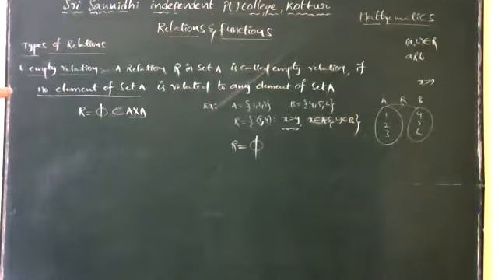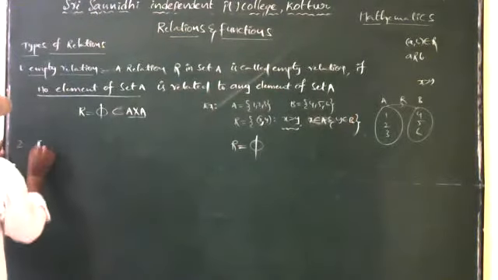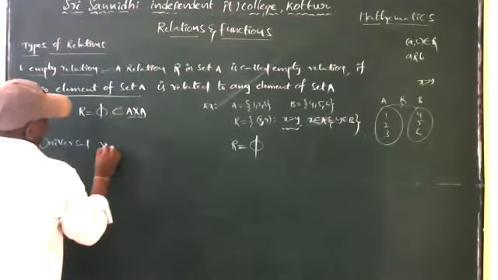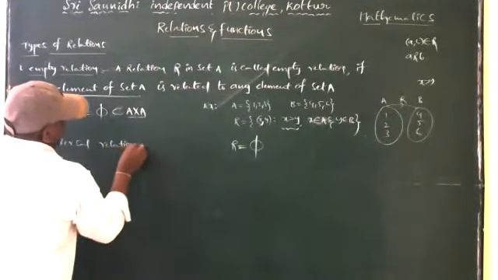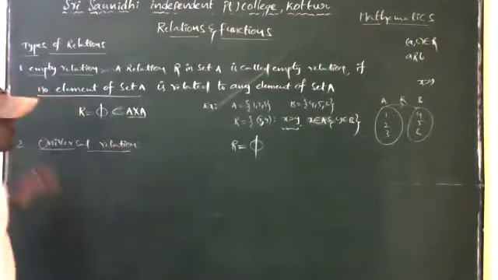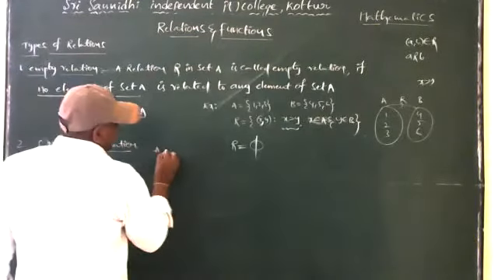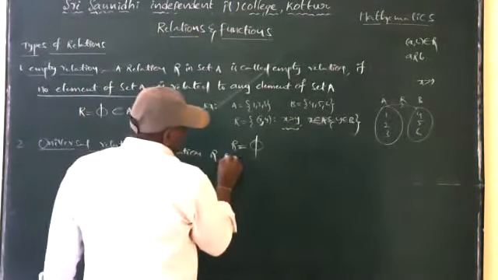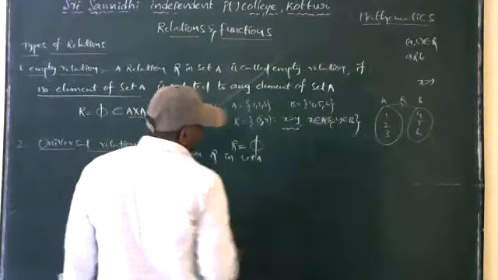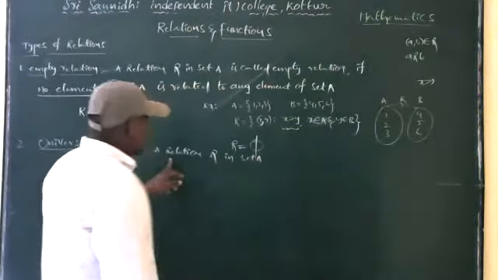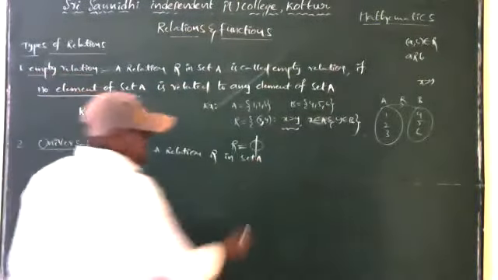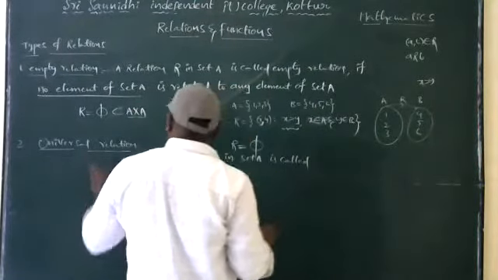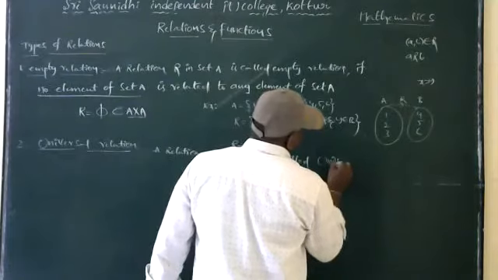Right. The second one is universal relation. What is meant by universal relation? See, universal relation means a relation capital R in set A is called or is said to be a universal relation.